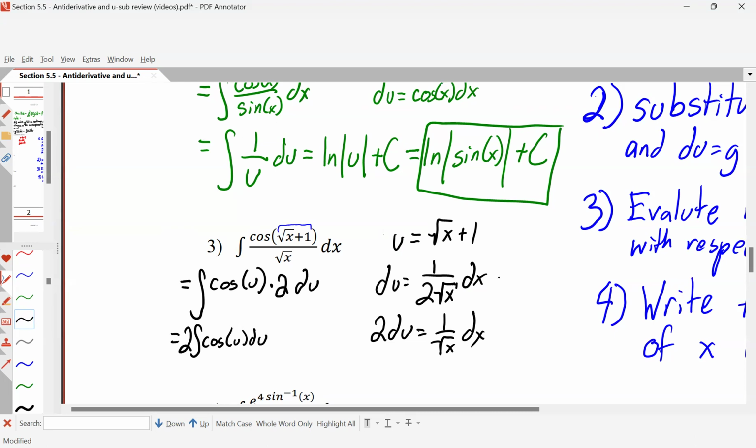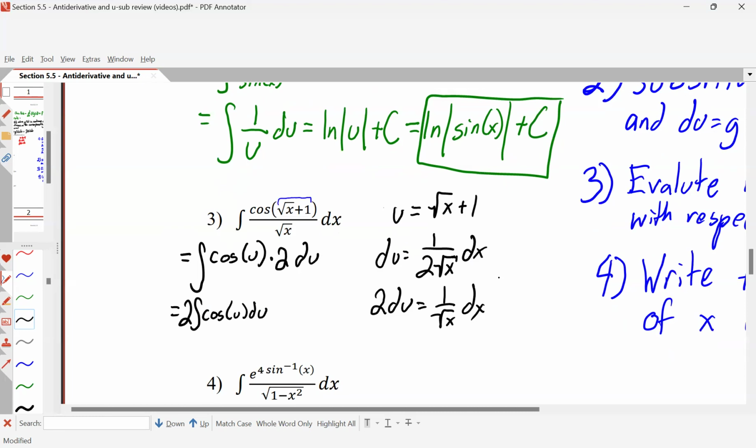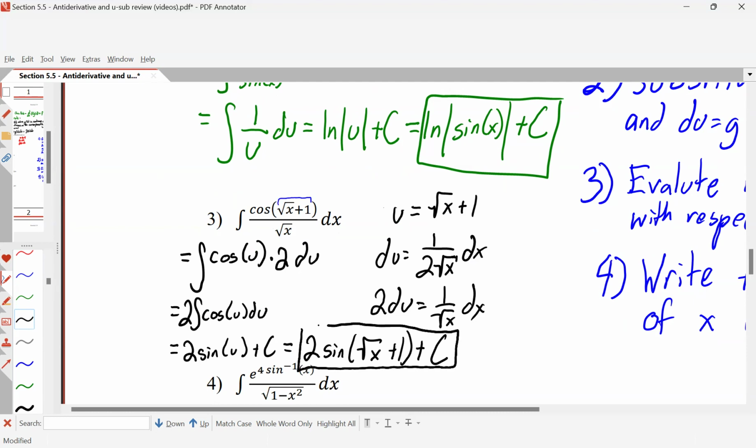Something we really easily can take the antiderivative of. The antiderivative of cosine is sine. So this is equal to 2 sine of u plus c. And we replace u back in to get 2 sine of the square root of x plus 1 plus c. There is our answer for the antiderivative of cosine square root x plus 1 over the square root of x dx.